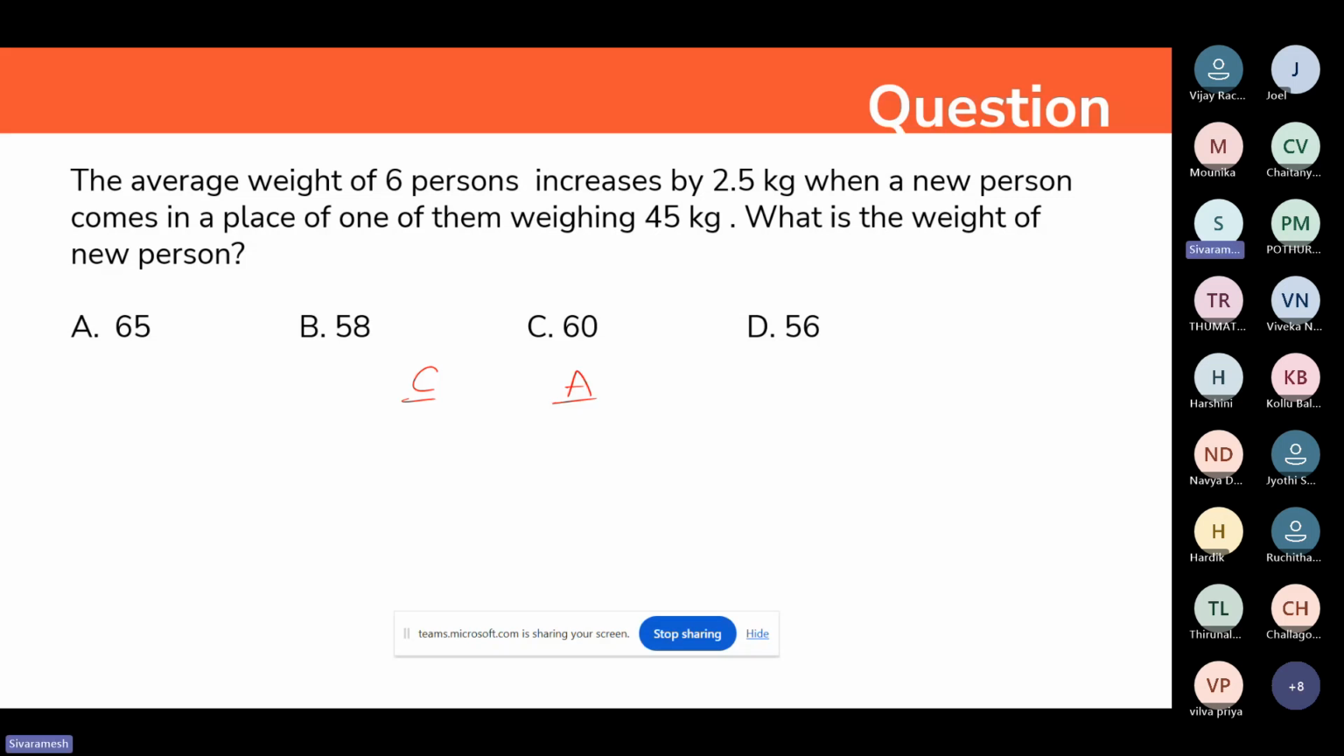Hope you guys are trying this question. Once you are done with this question, you can post your answer in the chat box.